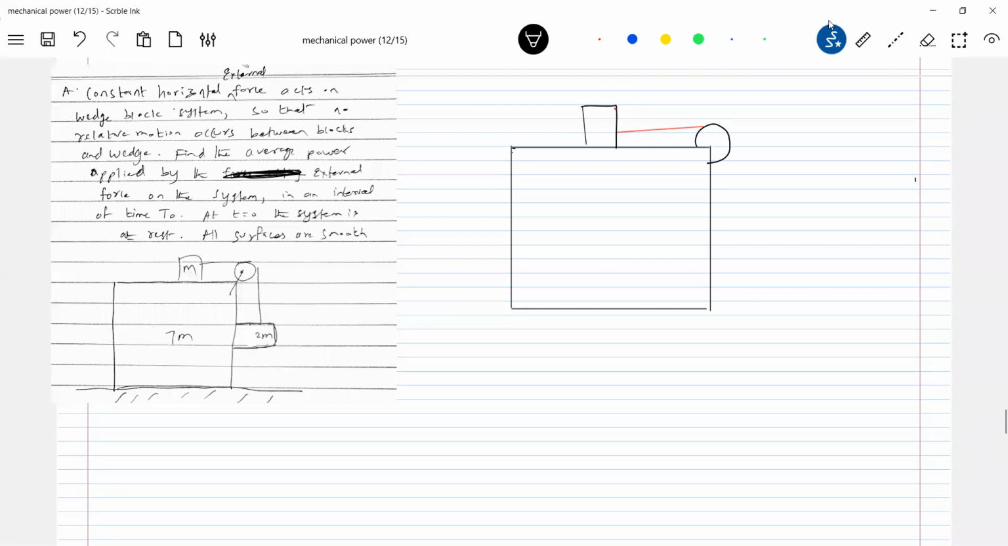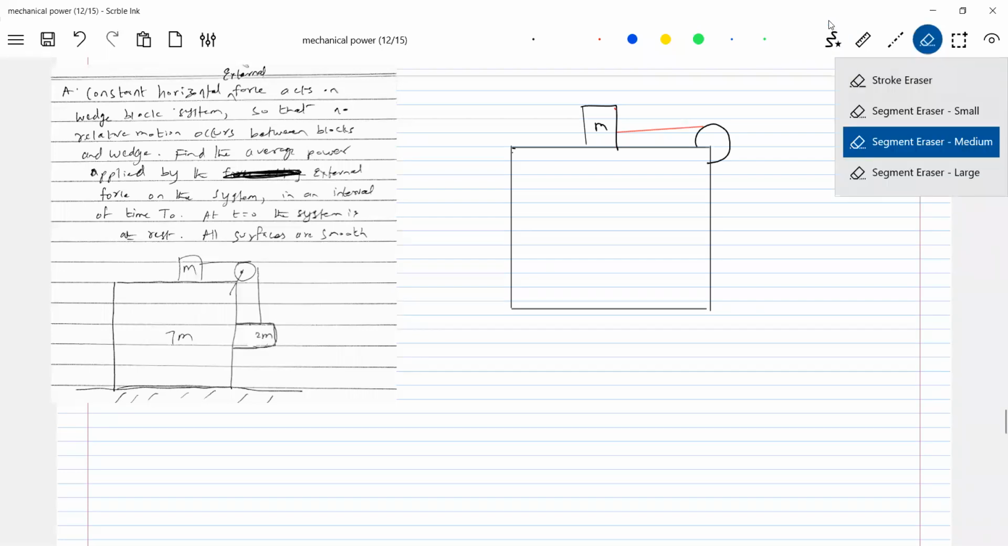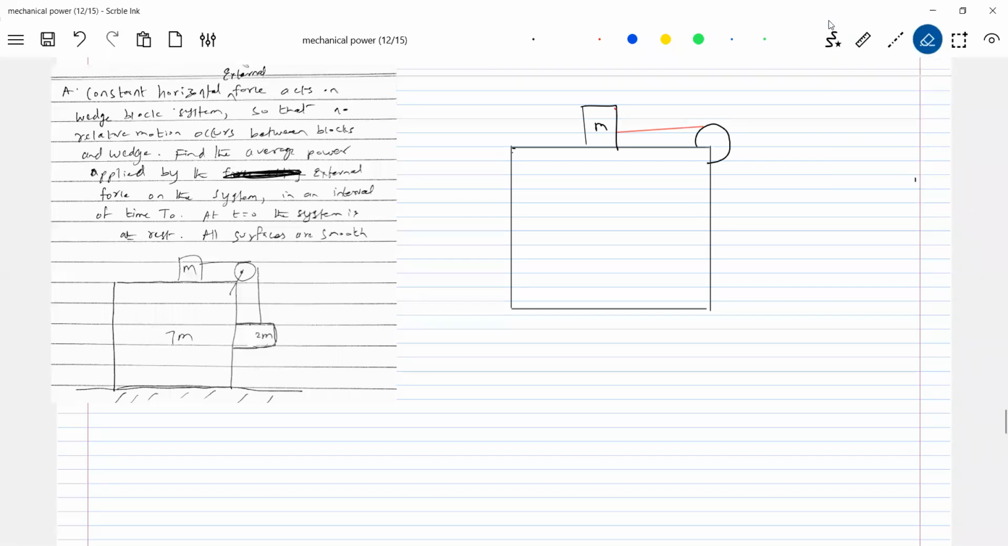Okay, this is the overall M. This is a string.